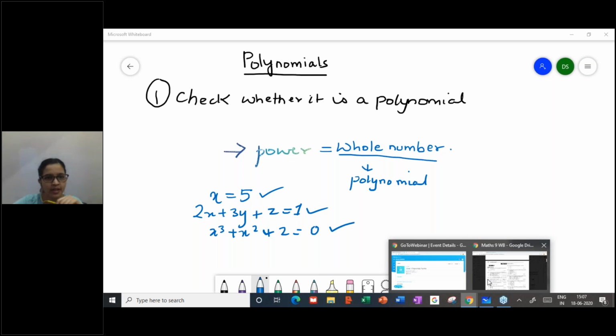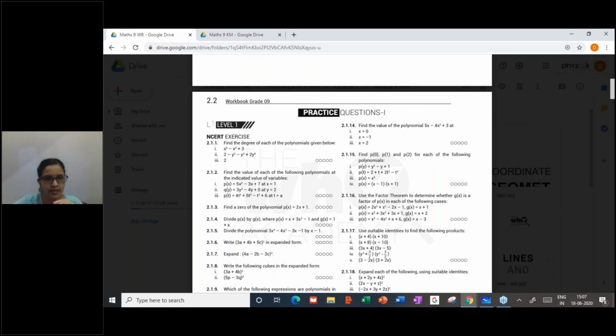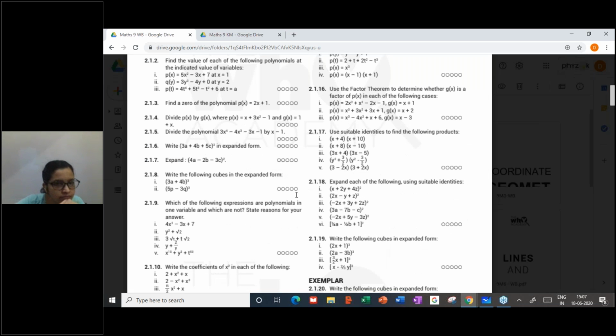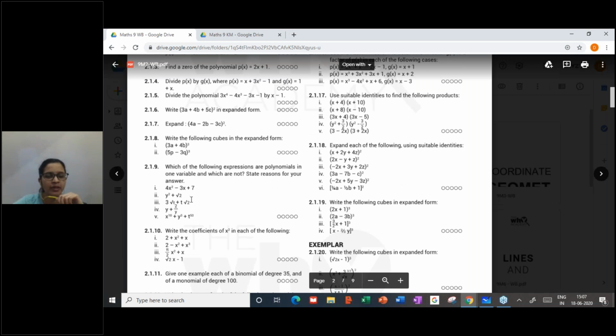Based on this, let's quickly see the exercise. Shall we take up this one? 2.1.9. Quickly tell me whether the first one is a polynomial or not. You can just answer yes or no, but just for the first one. 2.1.9.